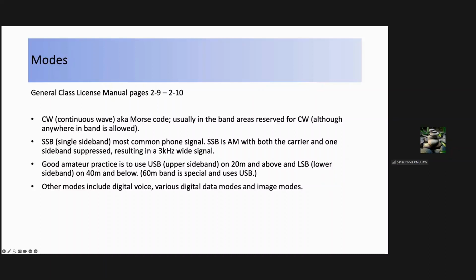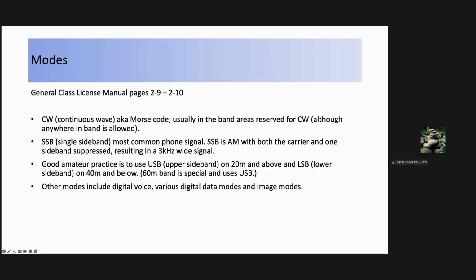So let's talk about modes. The analog modes are CW, which is also historically known as Morse code. It usually occurs in the band areas reserved for CW, although anywhere in any band is allowed. So you can hear CW transmissions across the band sometimes. But mostly people that are doing CW are staying in the area that's specifically dedicated for CW.